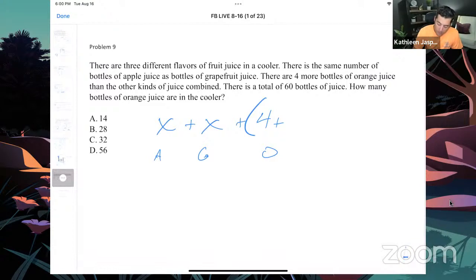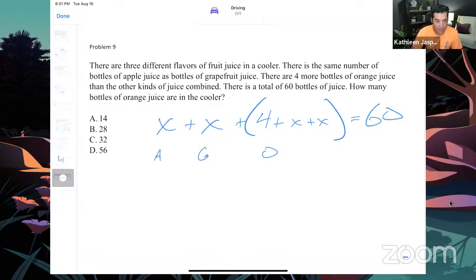Well, if I have apple juice and grapefruit, which are the same, then I would do both of them, more than them combined. What do you do to combine them? You take X plus X, just like that. Now it sounds crazy, right? So that ends up being what we have. And these are all equal to 60. Okay. So I hope that's not too confusing.